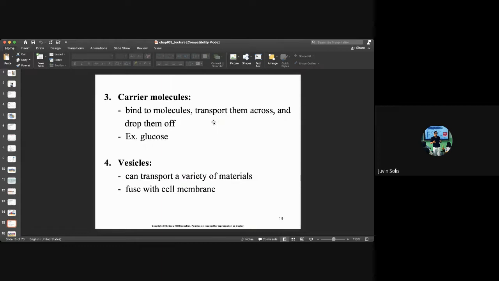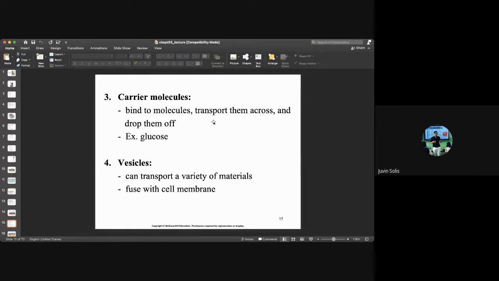Now let's go here. Carrier molecules. Ano naman itong carrier molecules natin? They bind to molecules, transport them across and drop them off. So it's like riding a bus or riding a taxi going to a specific place. Okay, it's because they will just drop you off after you ride in that vehicle. That is just like your carrier molecules. Example here is your sugar or your glucose.